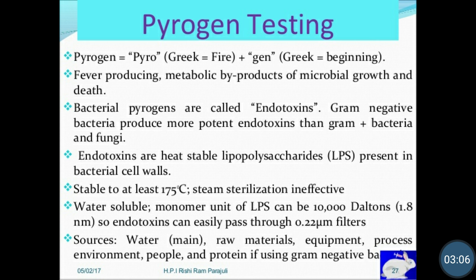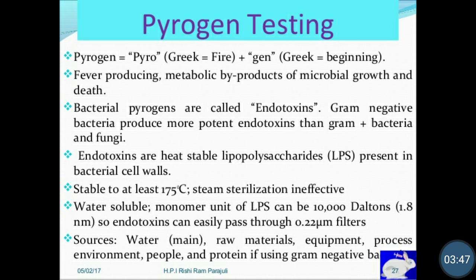So pyrogens are the metabolic byproducts, or the endotoxins, which are lipopolysaccharide in nature, and basically they are produced from gram-negative bacteria. Bacterial pyrogens are called endotoxins, and gram-negative bacteria produce more potent endotoxins than gram-positive bacteria and the fungi. Endotoxins are heat-stable lipopolysaccharides present in the bacterial cell wall.